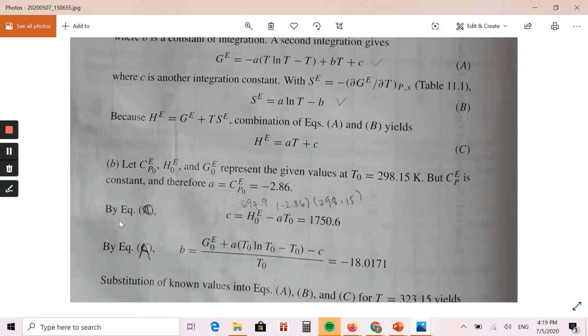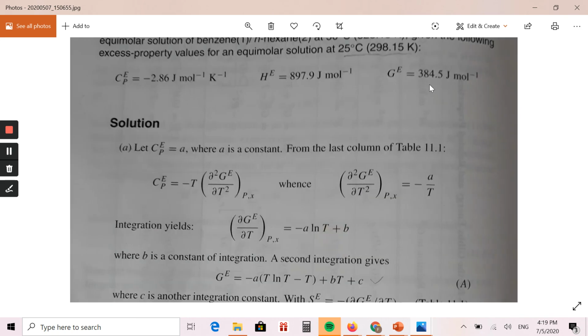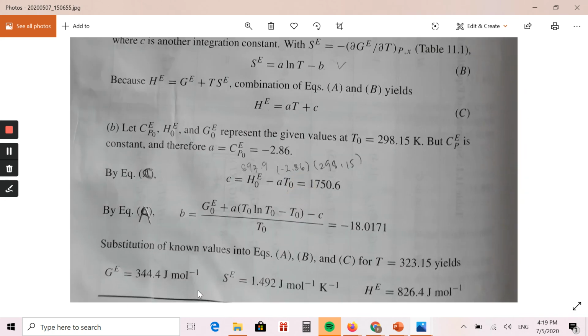And from A, you get your constant B, given your G. Okay, and then you substitute, and then you will be able to solve, right? So basically, these are the examples about this topic.